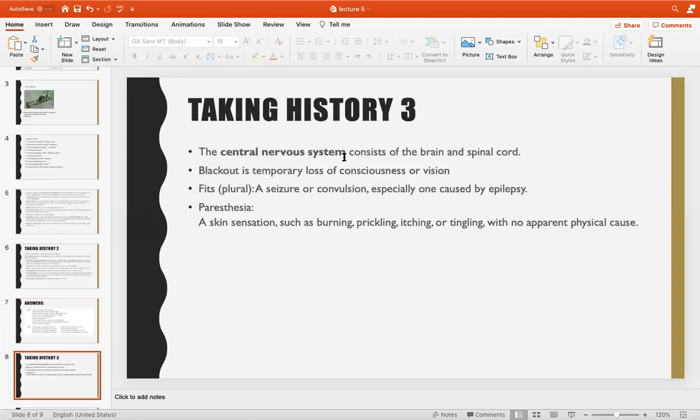The central nervous system consists of the brain and the spinal cord.